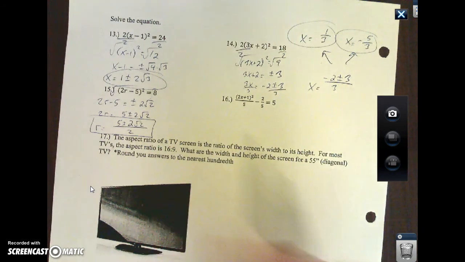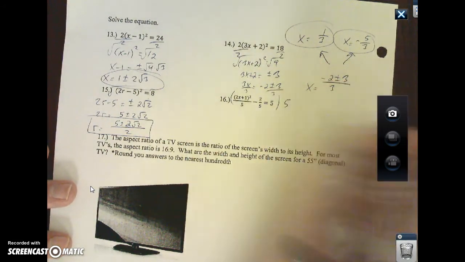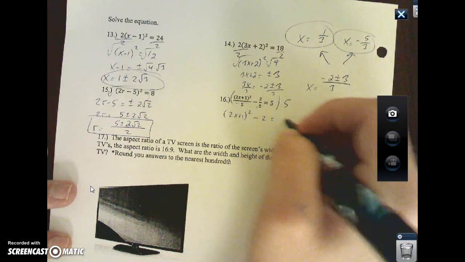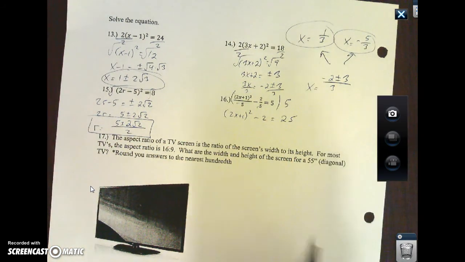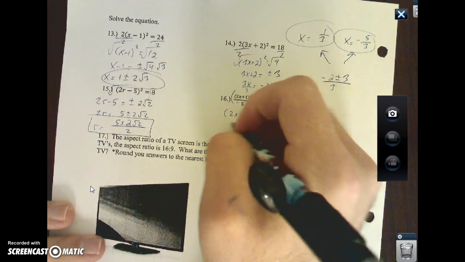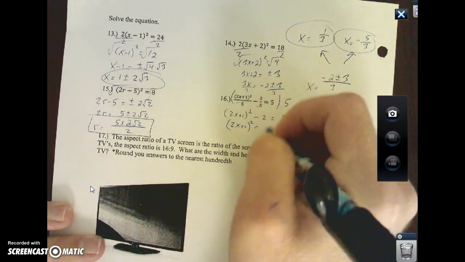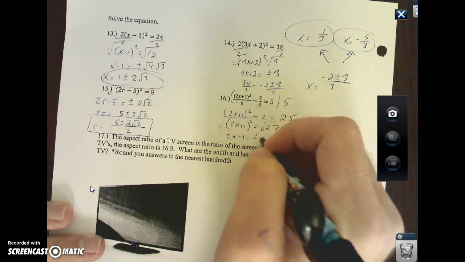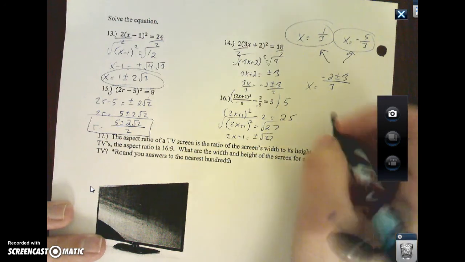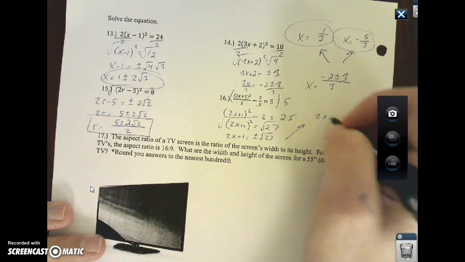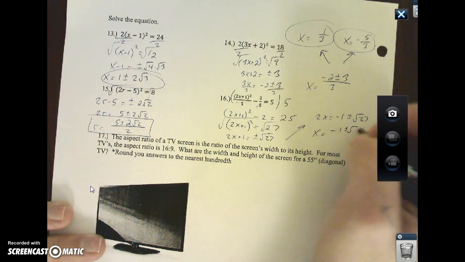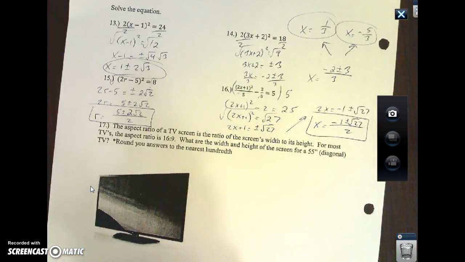16. I want to get rid of the denominator. Common denominator is 5. Multiply everything by 5. 2x plus 1 squared minus 2 equals 25. Notice it just cancels out the 5's on the bottom. Add 2 over. Square root left, square root right. Okay. Subtract 1 over. And then divide by 2. There you go. Okay. Looking pretty good.